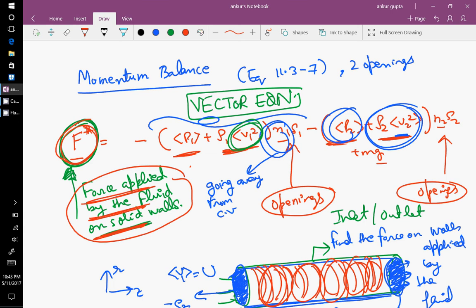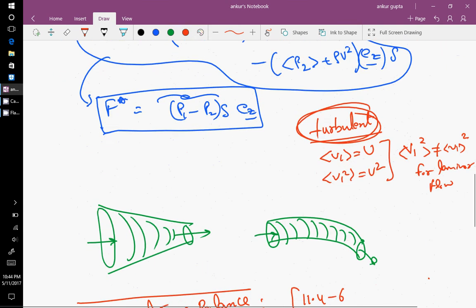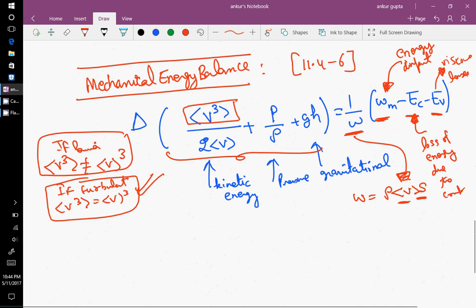Alright, it is a vector equation and it involves the mean of V1 squared, which is not equal to the square of the mean of V1. If it is turbulent, then only that is equal. Then we went into the mechanical energy balance, where we discussed that the total mechanical energy, which is the kinetic energy plus pressure energy plus gravitational energy in the system, the change in that total energy is dependent on the energy input due to pumping, and loss due to compression, and loss due to viscous energy.